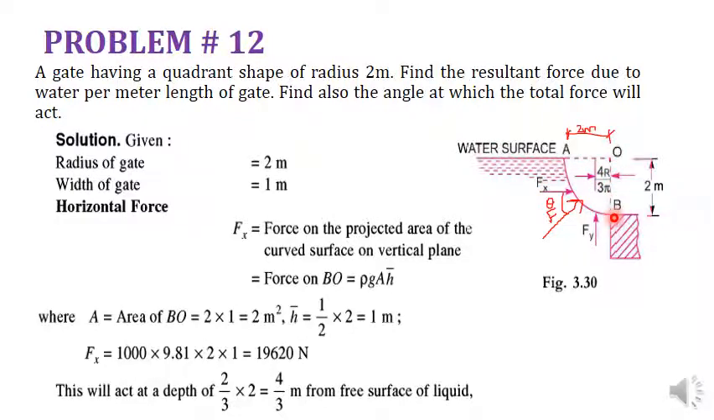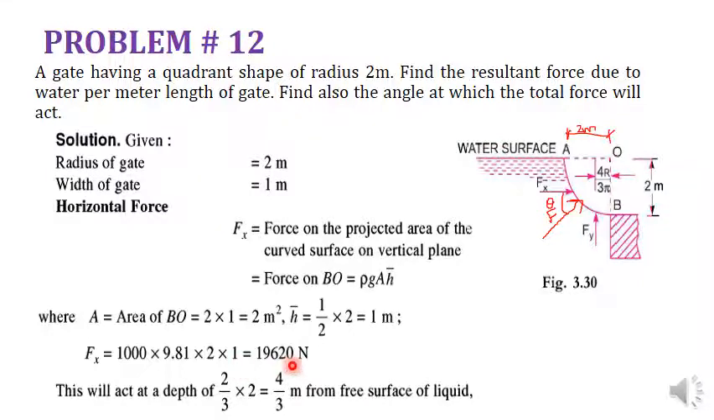So half of this 2 meter will be 1 meter, and the area is 2 into 1. 2 is the radius on one side, and on the other side it will be 1 meter, unity. So it will be OB if you are considering a projection again. So consider a projection of this curved surface on the horizontal, like in the previous numerical problem number 11.